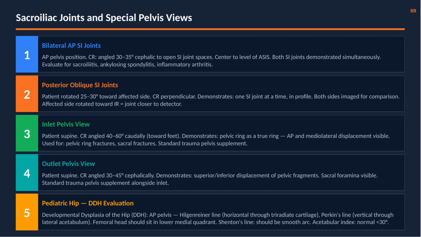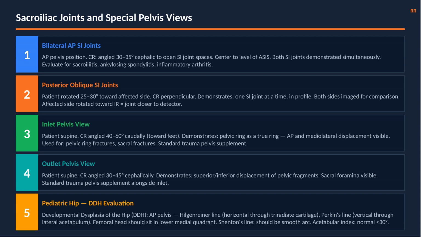Pediatric DDH evaluation. Developmental dysplasia of the hip. 3 lines assessed on the AP pelvis. Hilgenreiner's line. Horizontal through both triradiate cartilages. Perkins line. Vertical through the lateral acetabular edge. The femoral head ossification center should sit in the lower medial quadrant formed by these lines.